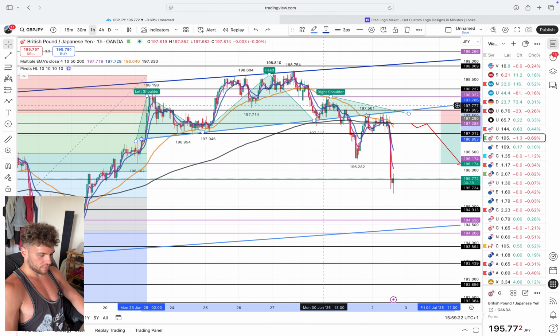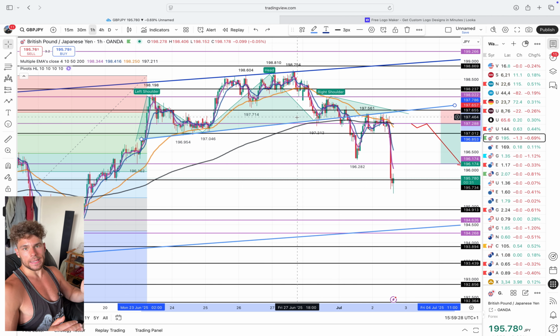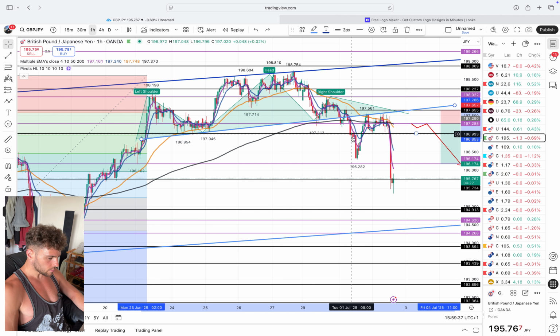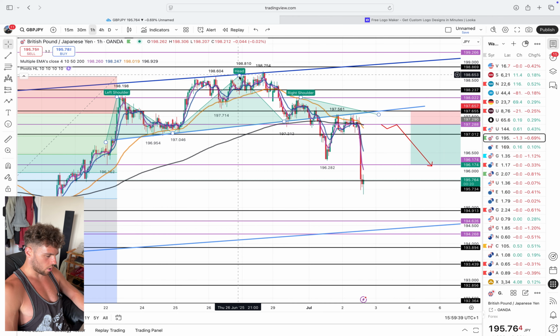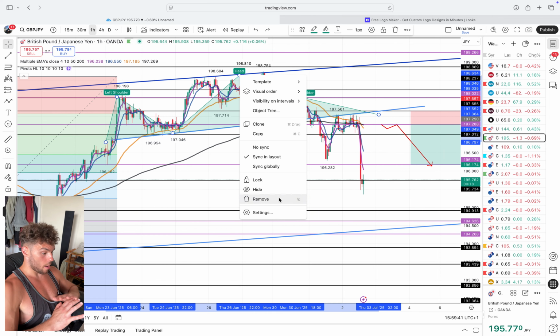So when we break out of this, it means the head and shoulders pattern has broken, which is obviously what we want. Head and shoulders signals a bearish move down. Inverted head and shoulders, which would be this flipped upside down, involves buys. So I just drew the trend line from the neckline of this area, which worked perfectly, as you guys can see.